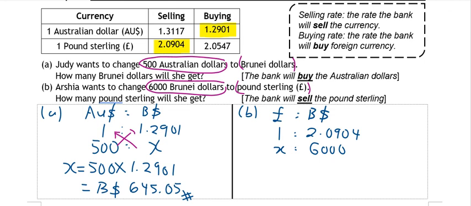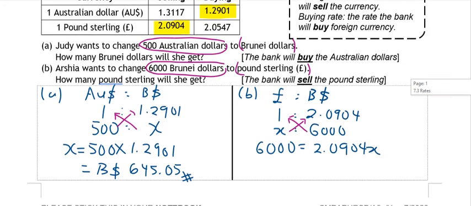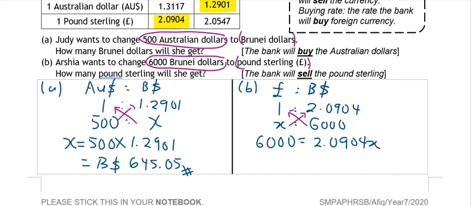So you are doing the same working over here. You have to cross multiply. So you will get 6,000 times 1 is 6,000, so equals 2.0904 times x. So a little bit of algebra here, but it's only basic. So do not worry too much.